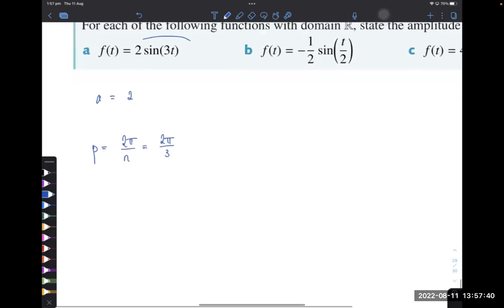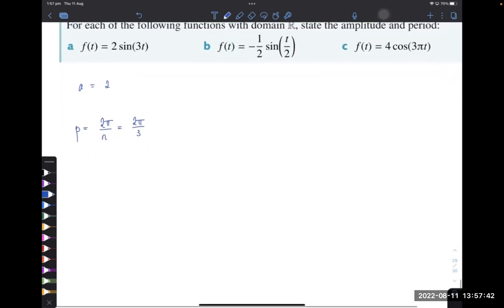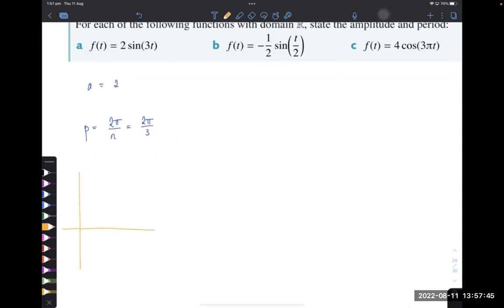What does this mean? This means that if I was to sketch up the graph for sine, it goes up, down, and back up. Instead of it going from -1 to 1, what does the amplitude do?